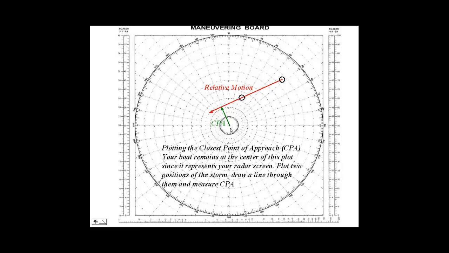Basically, if I take my radar and I'm located at the center of this plot on my radar screen, if I plot the location of this storm squall here, and then let's say 6 minutes later I plot it here, I can then draw a line between those two positions. This is the relative position of the storm compared to me, and this is the relative motion of the storm compared to me, and therefore this is the closest point of approach of that storm. This is the exact same way that we use radar to plot collision avoidance tracking of other vessels.